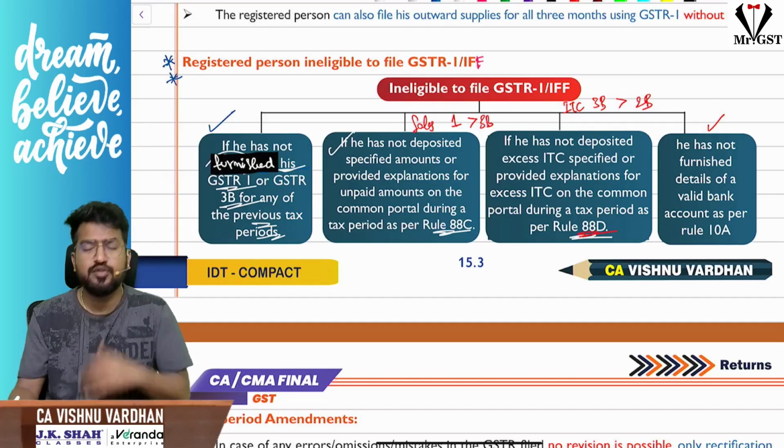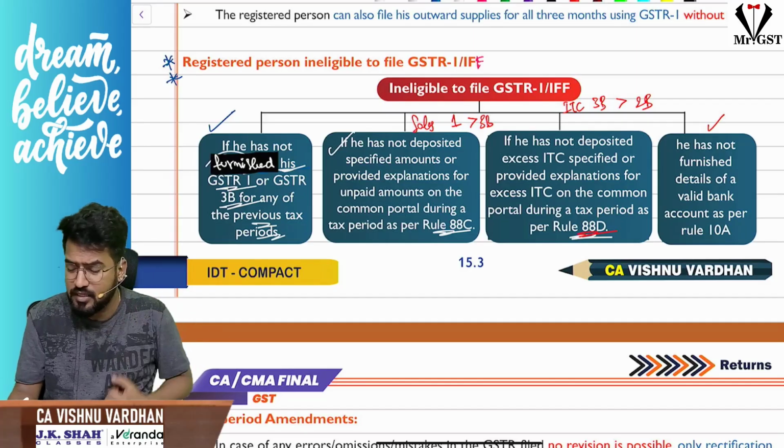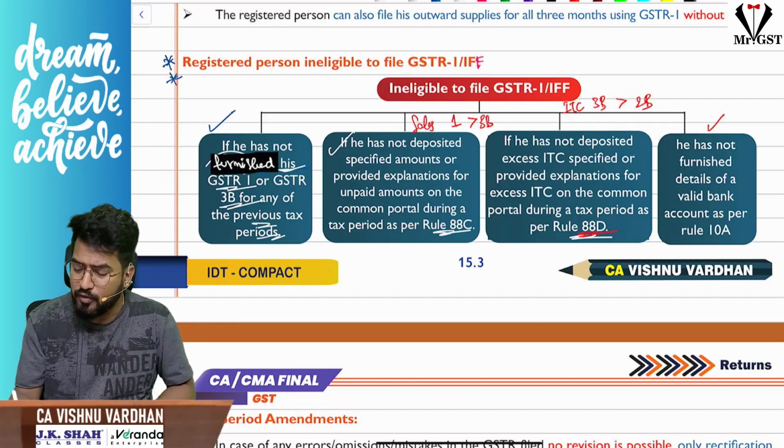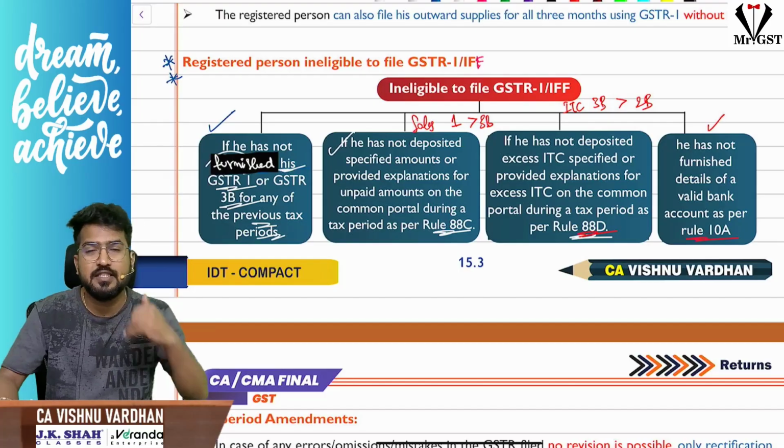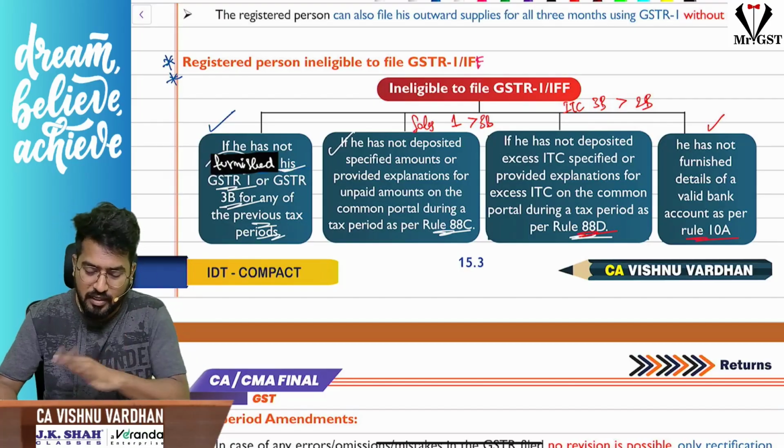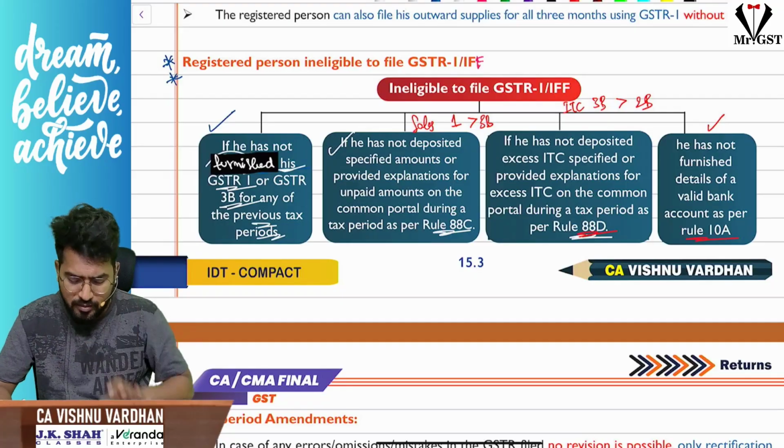Next, the last one: you have not furnished your bank account details on the GST portal following Rule 10A. Then also your GST return filings, the GSTR-1 or IFF, will be blocked, and subsequently 3B also will be blocked.